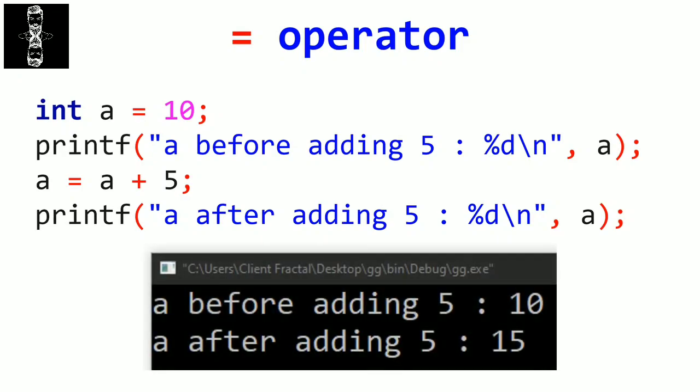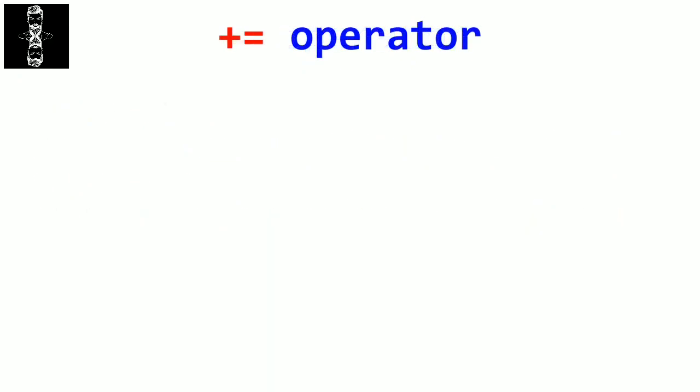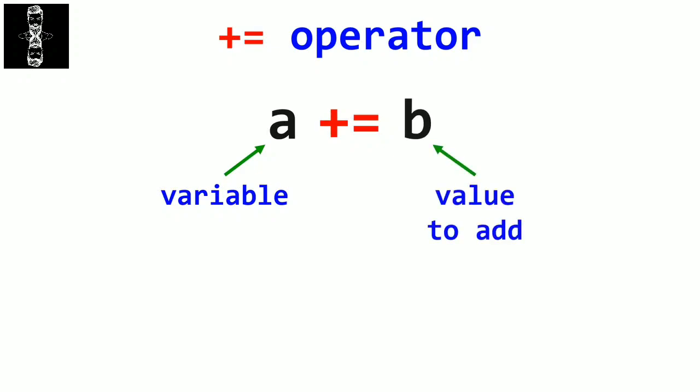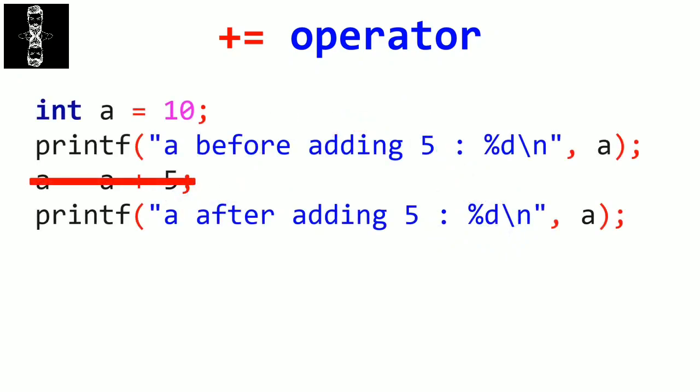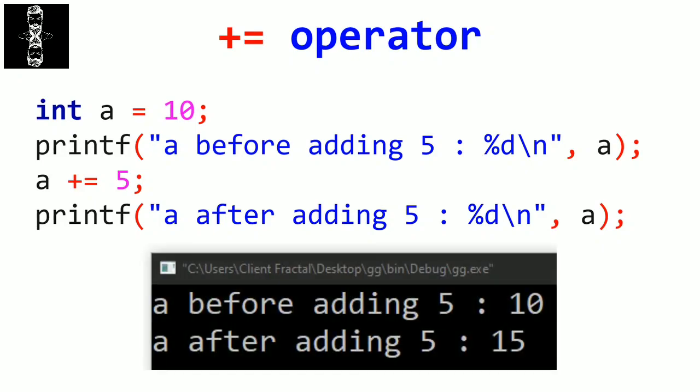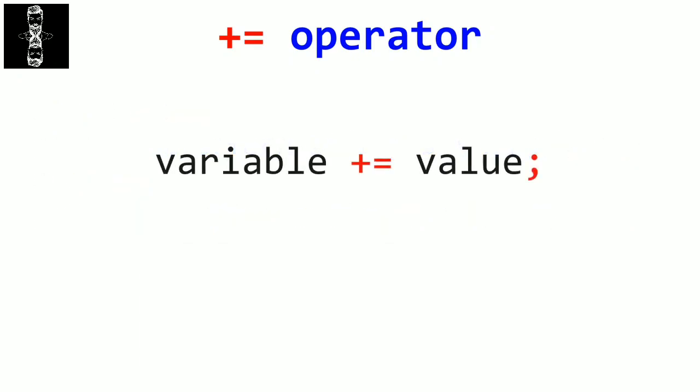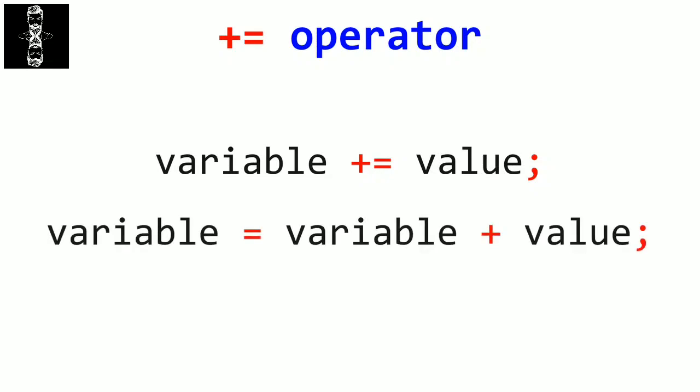But we have an assignment operator that we can use instead of rewriting the variable. It's this operator, represented by a plus sign directly followed by an equal sign. So from the left we have the variable, and from the right we have the value that we want to add to it. To take our last example, we can directly write a += 5, and the value of a will increase by 5. So writing variable += value is the same as writing variable = variable + value.